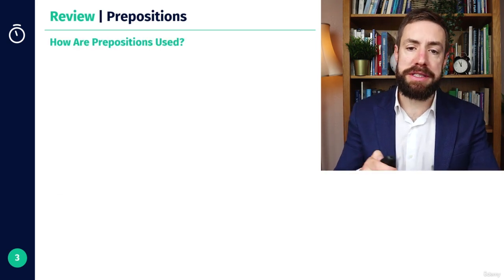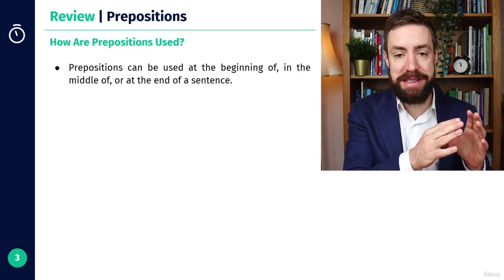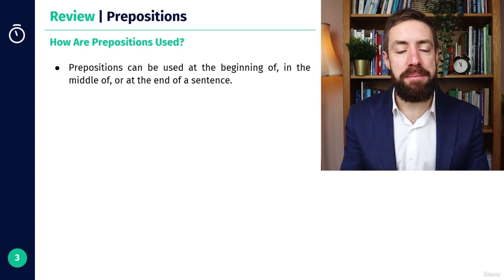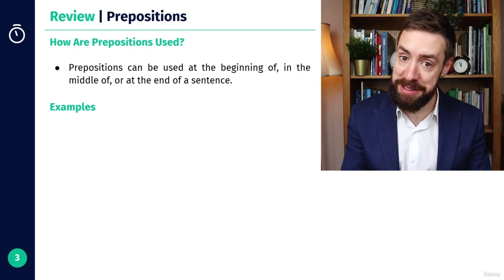So how are prepositions used? They can be used at the start of a sentence, in the middle of a sentence, or at the end of a sentence, and we can have many of them in an individual sentence. Let's take a look at some examples.